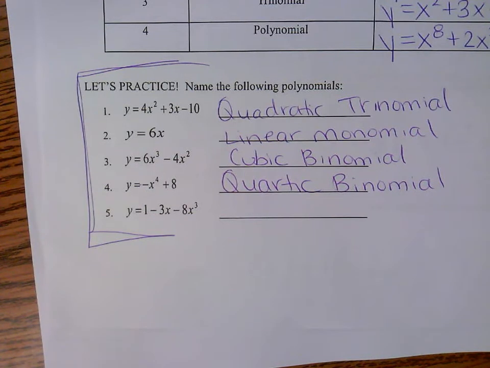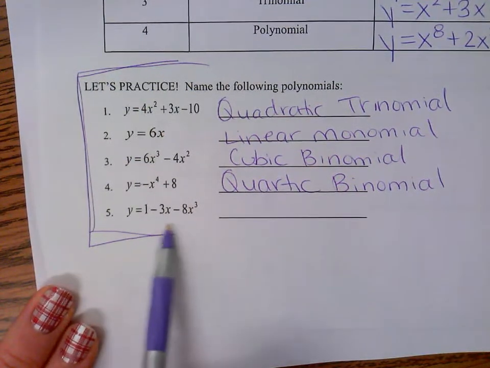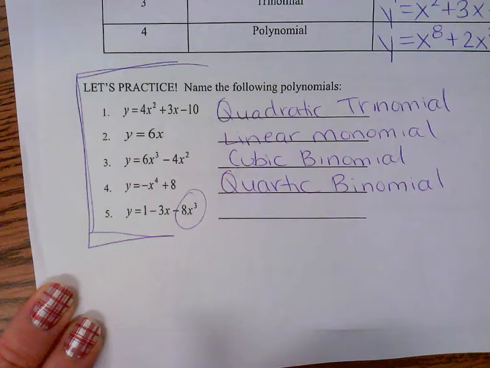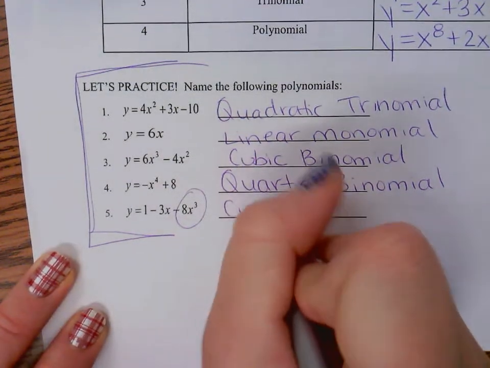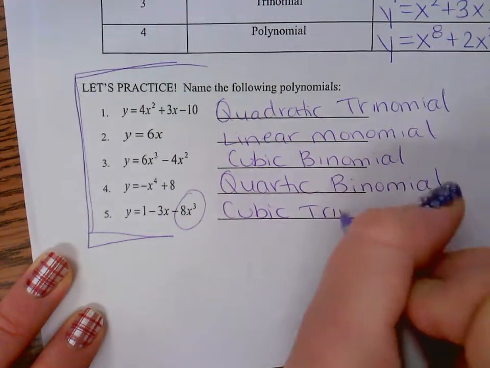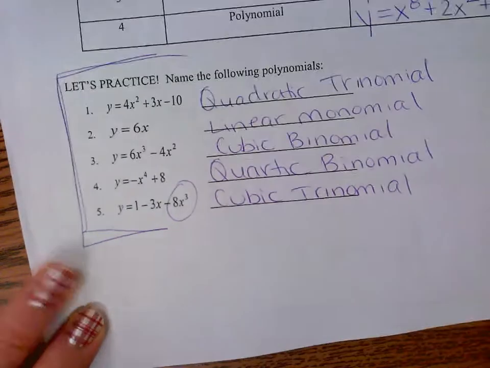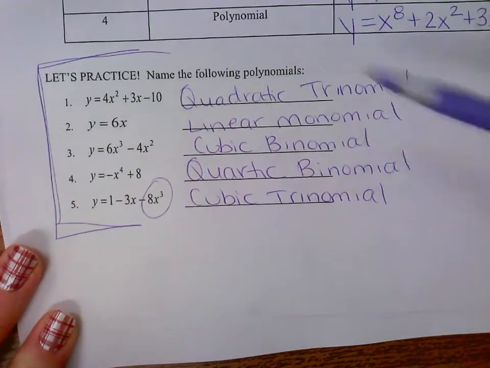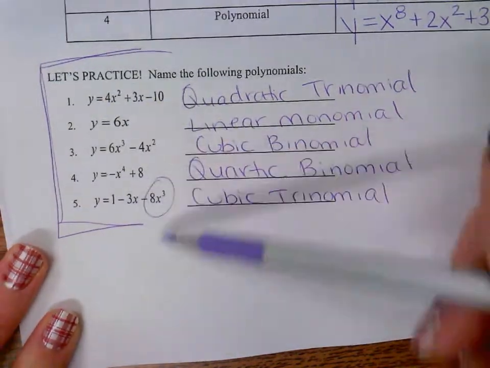What'd you say about number 5? So you weren't thrown off. This is not in standard form. Cubic is the highest power, right? So it's cubic and it's a trinomial. So none of these needed to say polynomial, but if there were 4 terms, I would have said it's a polynomial.